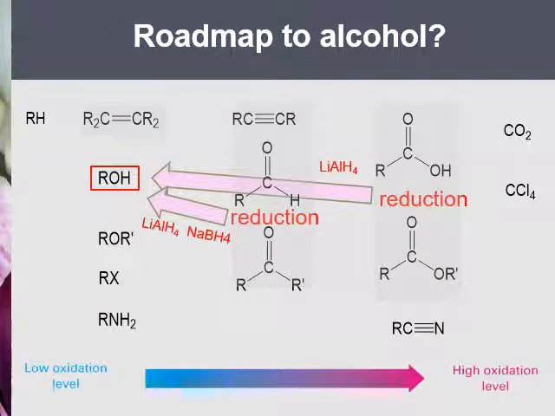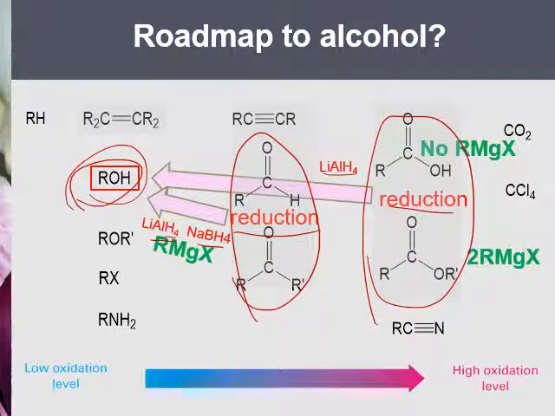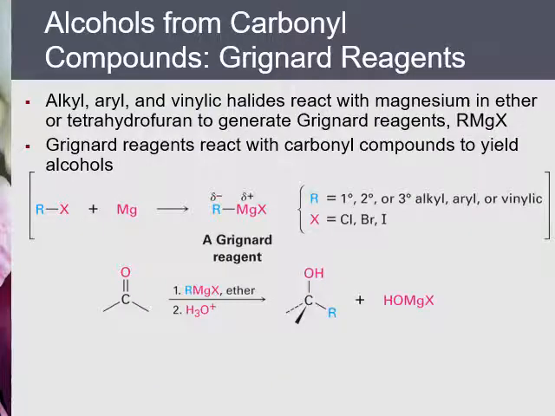We just showed that alcohols can be prepared from aldehydes, ketones, carboxylic acids, and esters by reduction reaction using sodium borohydride and lithium aluminum hydride. Next, we are going to show that alcohols can also be prepared from some of these functional groups using Grignard reagents. Grignard reagent is synthesized by mixing alkyl halide with magnesium metal.